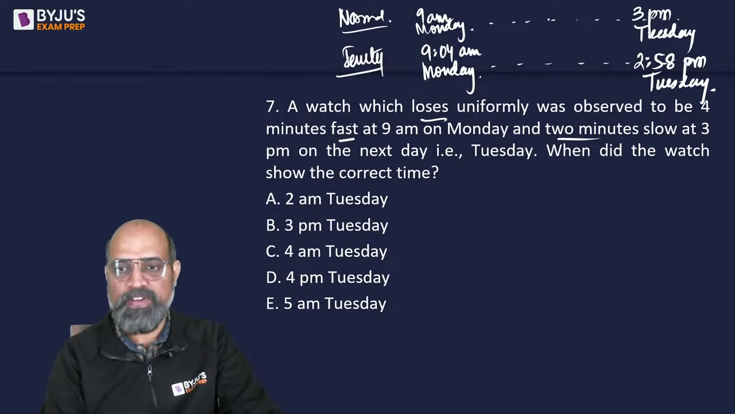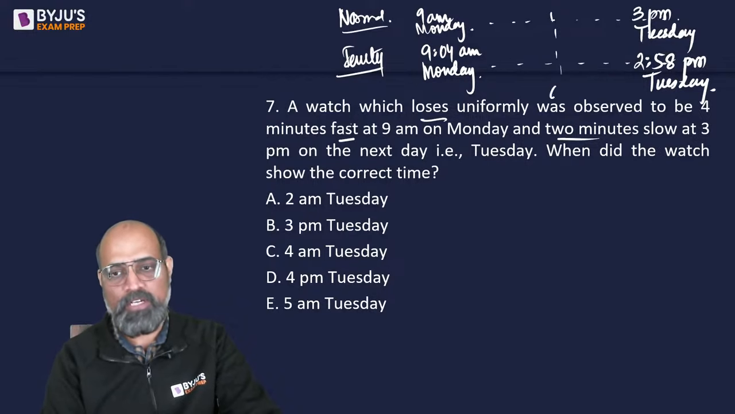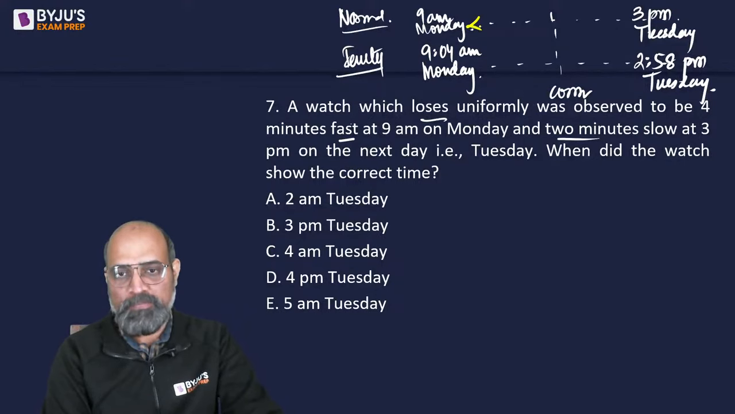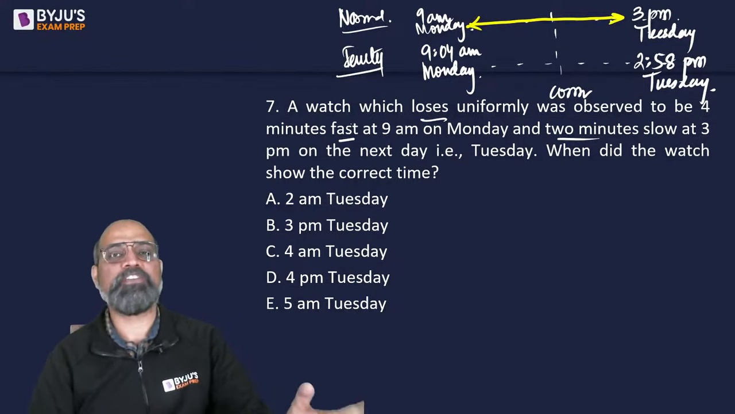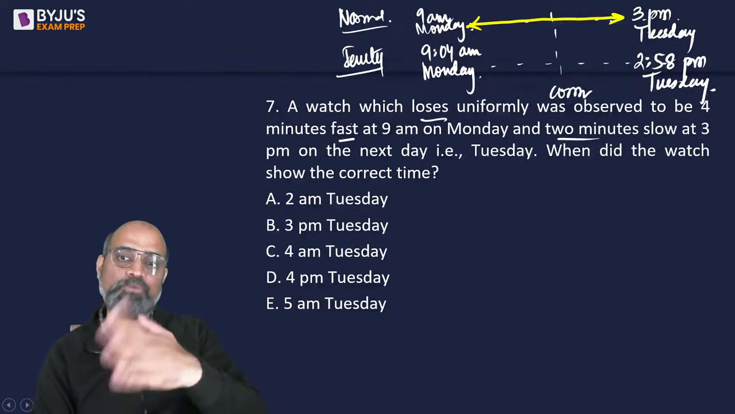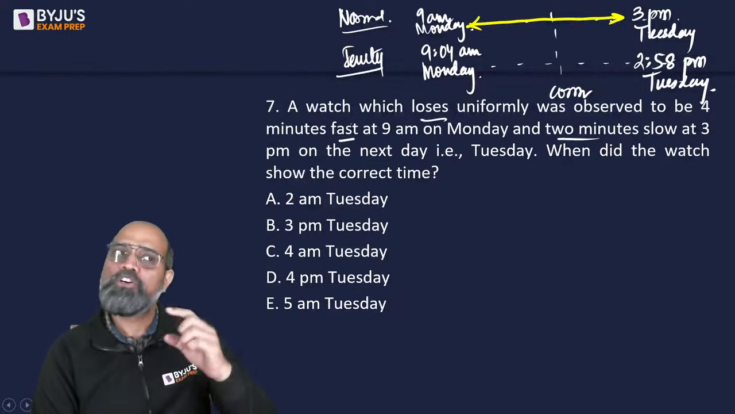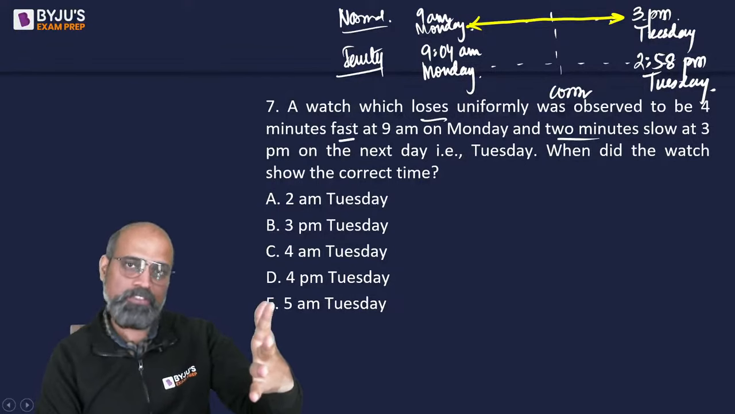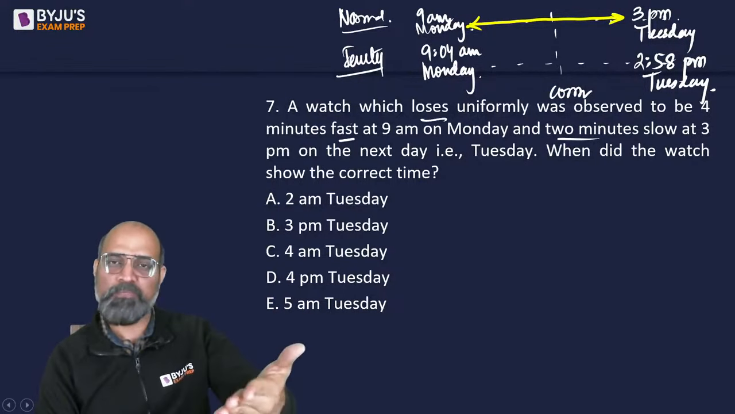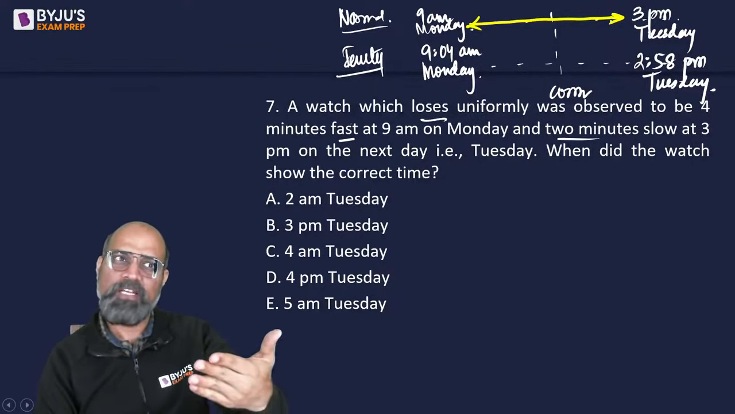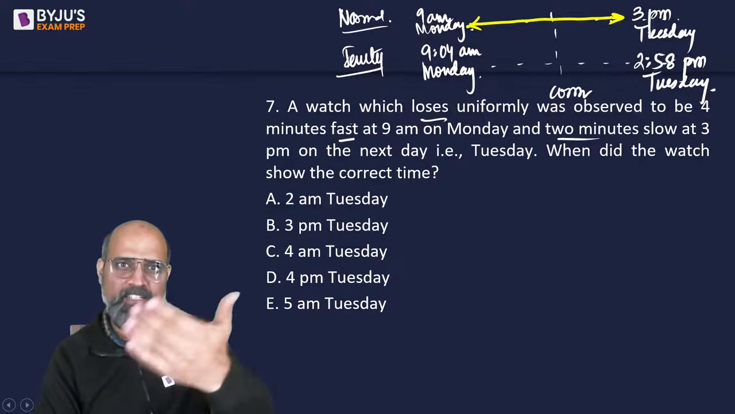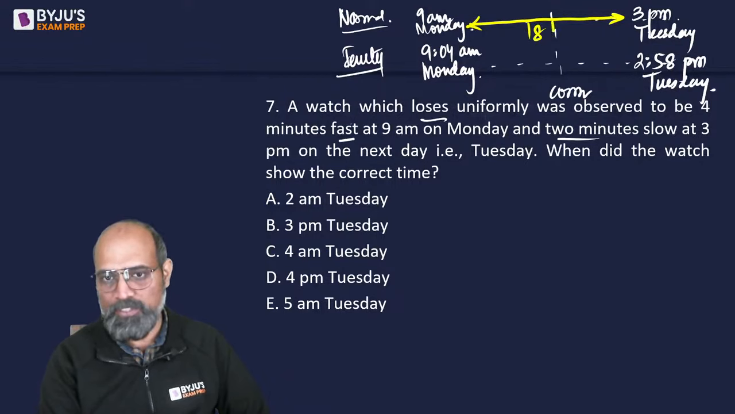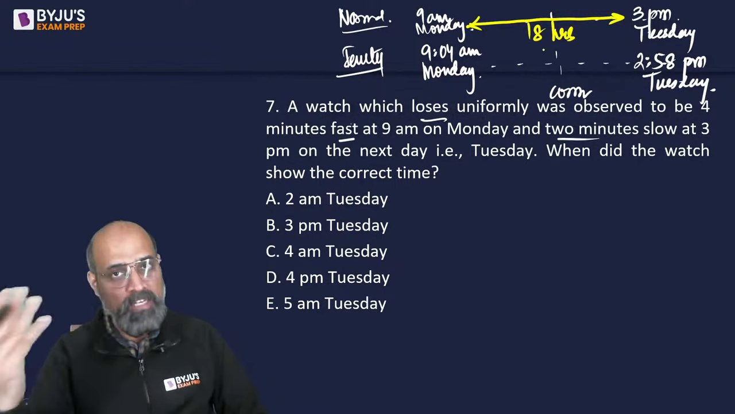So the question is, when did the watch show the correct time? So the first step is, we will see how many hours have elapsed. Monday 9 a.m. to Tuesday 3 p.m., how many hours is that? 9 a.m. Monday to 9 a.m. Tuesday, that's 24 hours. And 9 a.m. Tuesday to 3 p.m. Tuesday, that is another 6 hours. 9 to 3, right? 6 hours. So this is a total of 18 hours duration that has elapsed.